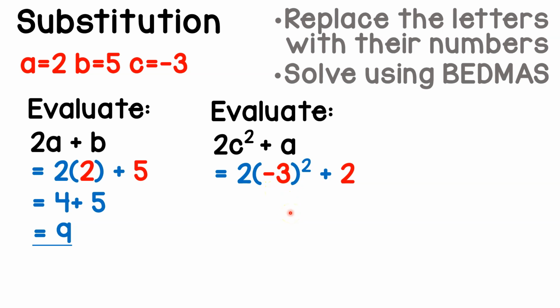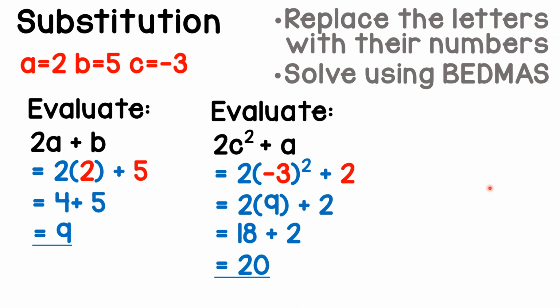Now, 2 negative numbers multiplied together make a positive number. So that means that's going to be 9. So now it's 2 times 9 plus 2. Now we do our multiplication before we do our addition. So we're going to do our 2 times 9, which is 18. And then our addition plus 2 comes out with 20. So that's the answer for that one.